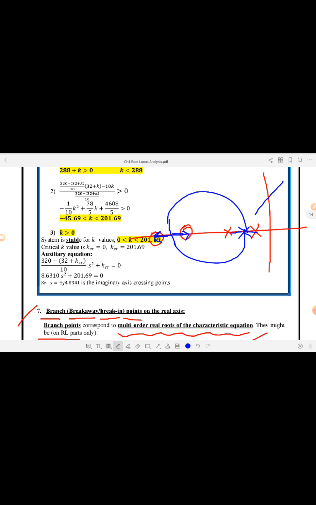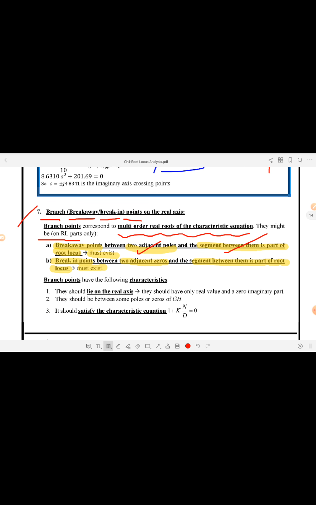This means that this is a breakaway point and this is a break-in point. As we have said, this is a breakaway because it's between two adjacent poles, and the segment between them is part of the root locus, and this is a break-in point because it's between two adjacent zeros, and the segment between the two zeros is part of the root locus. So this is what's meant by break-in and break-away points.